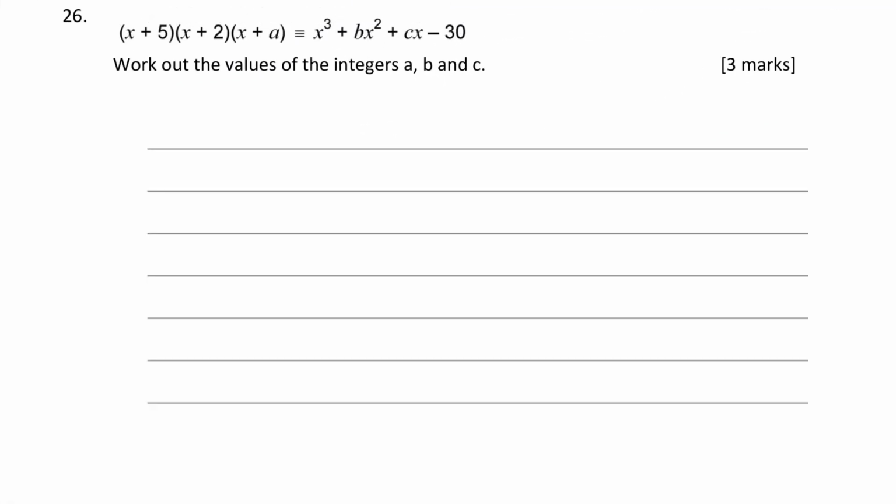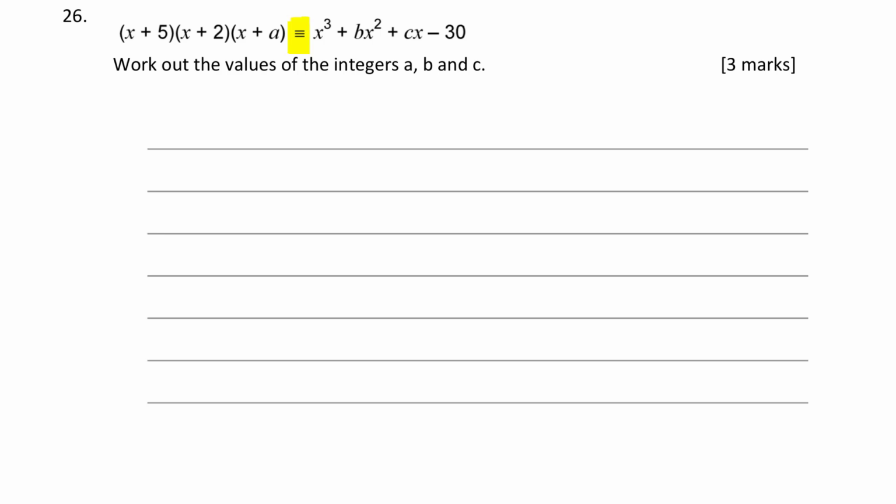Question 26. We've been given kind of a complex identity here. It's a cubic, isn't it? It's got 3 brackets multiplied together, and that's equal to x cubed plus bx squared plus cx minus 30. And we're asked to work out the values of integers a, b, and c. Now, when you've got an identity like this, you can tell it's an identity because it's got 3 lines there in the equal sign. This is not an equation that you need to solve.